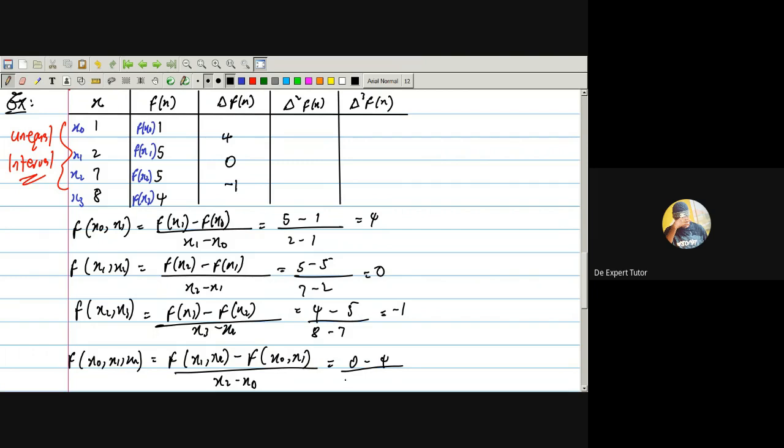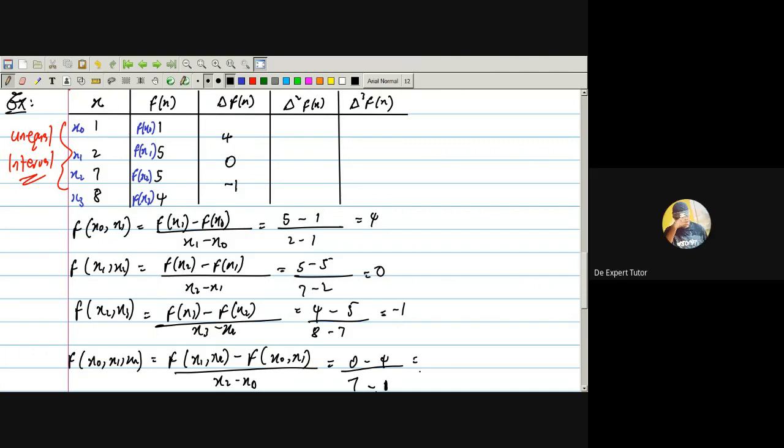What's x2 like this now? x2 is 7. Minus what? x naught is what? 1. So you observe they said this minus this, then all over this minus this. That's what it means. Okay, what would this one give me? Minus 4 over 6. And that's minus 2.